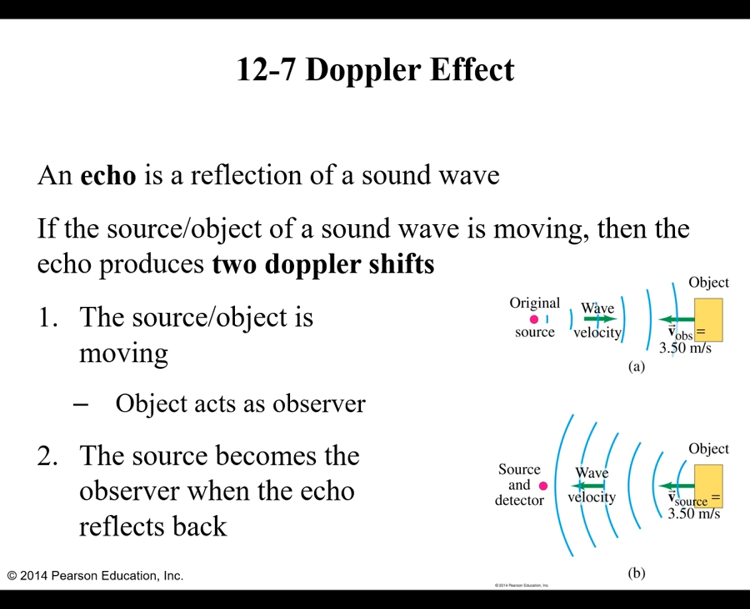The first shift happens as either the source or the object are moving. The source, of course, is your source for the sound wave, and the object acts as your observer. But then with the echo, the object becomes the source of the echo, and your original source now becomes the observer of the echo. So they switch places, switch positions. Let me show you a little more how this works.